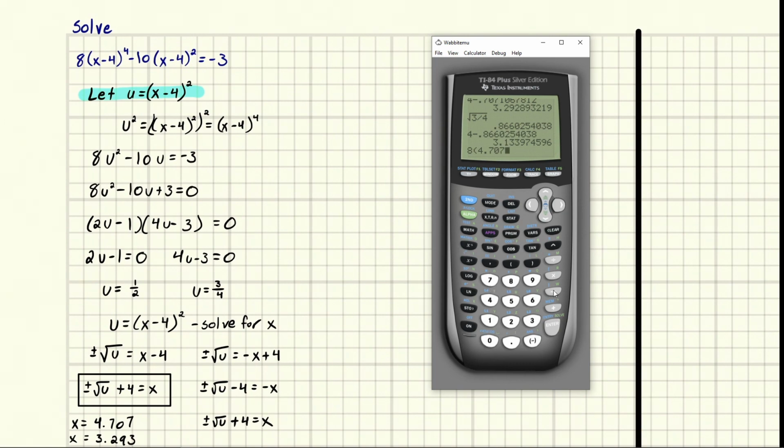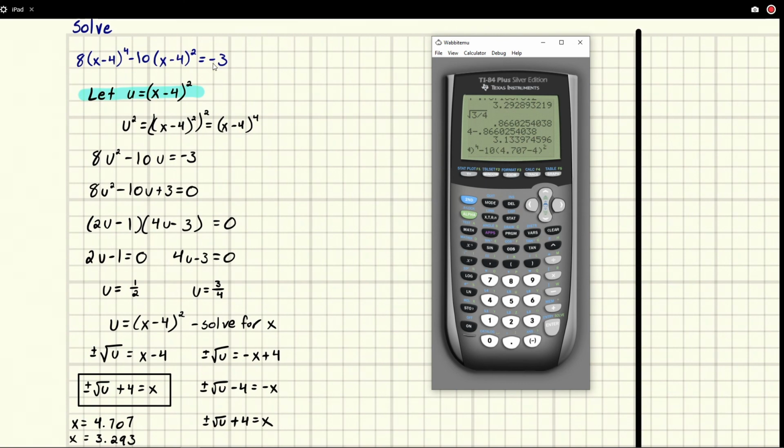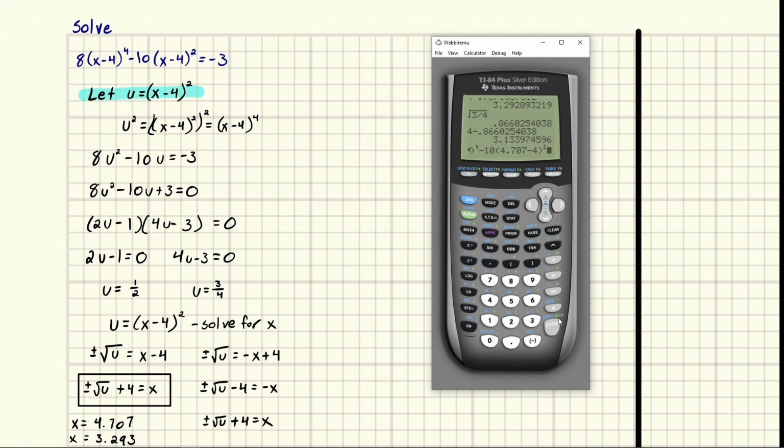4.707 minus 4. And this was all raised to the fourth. Minus 10 times 4.707 minus 4 quantity squared. And we should expect to get a number extremely close to -3. I rounded here, so it might not be exact. But let's do this. And you see we get a number super duper close to -3.